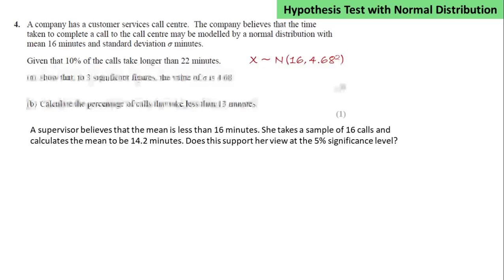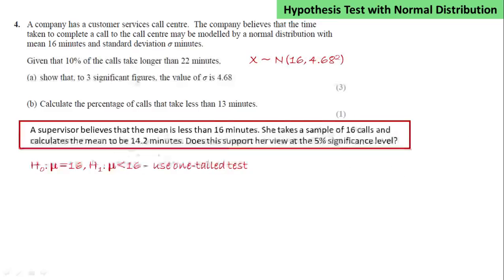Let's look at a more sophisticated question that they might ask you. Given that the call centre suggests it has a normal distribution with mean 16 and standard deviation 4.68. Here we're going to look at a hypothesis test. The supervisor believes the mean is less than 16. She takes a sample of 16 calls and calculates the mean to be 14.2 minutes. Does this support her view at the 5% significance level?